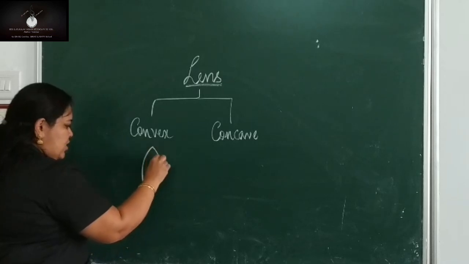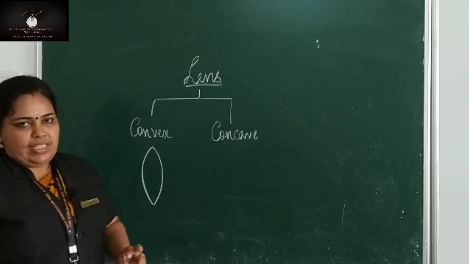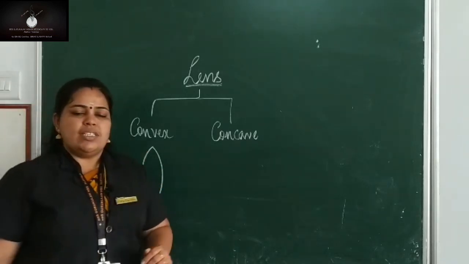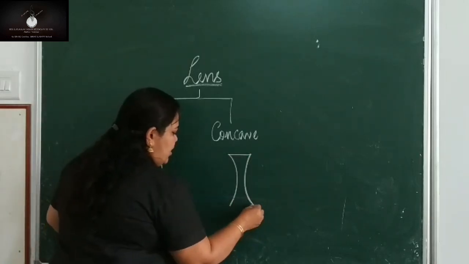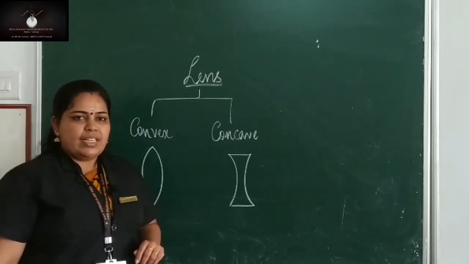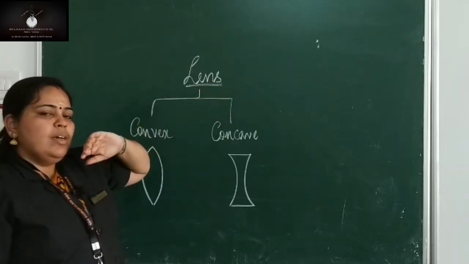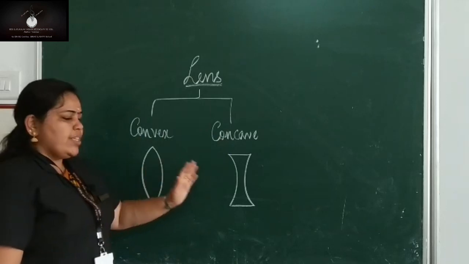A lens which is bulged outwards is known as a convex lens, and a lens which is curved inwards is a concave lens. Is it clear? So what is a lens? A transparent medium bounded by spherical surfaces. Two types of lenses, convex and concave.